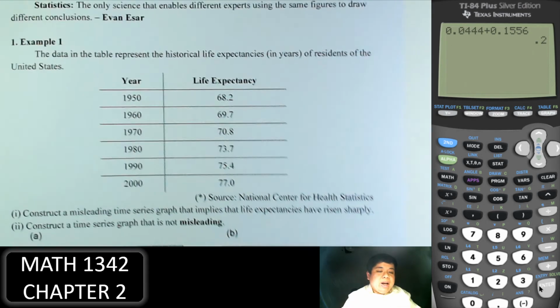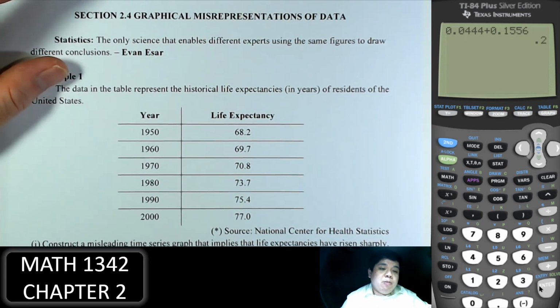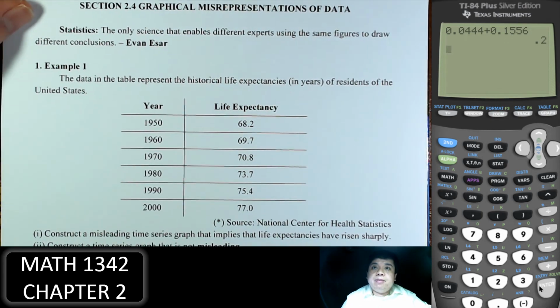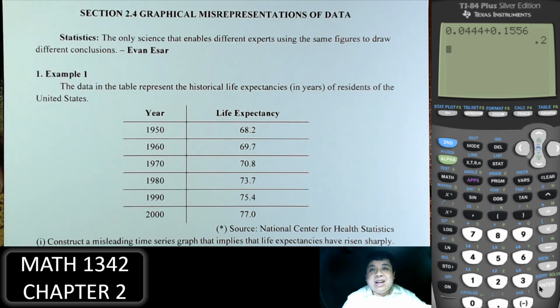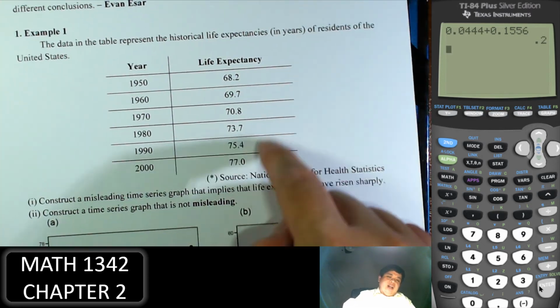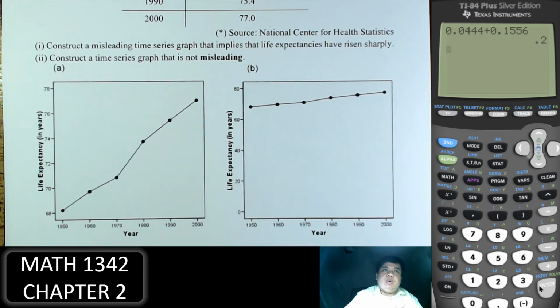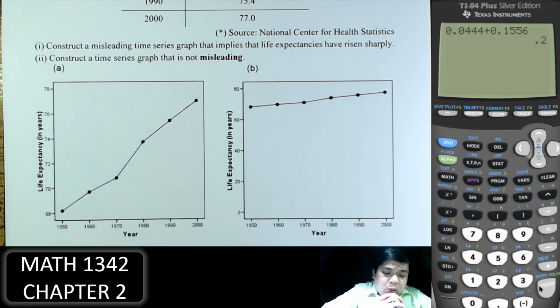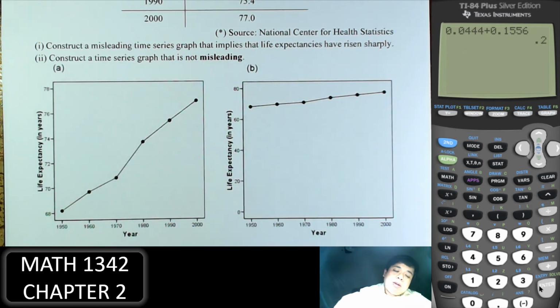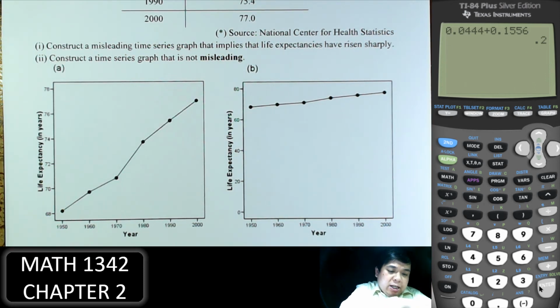Right, now we go to the next section, graphical misrepresentation of data. Even though we collect the data correctly, when we represent them in graphs, we have to watch out for the following. Let's say we have the years and the life expectancy, and we look at those two graphs. By the way, this is called a time series. So what's wrong with this? Or which one is wrong? I should ask that question too.